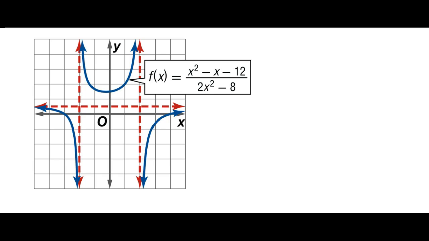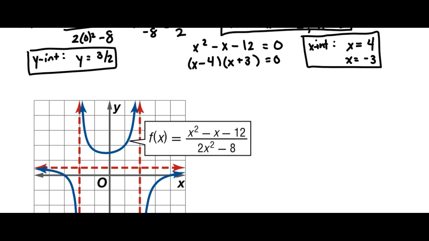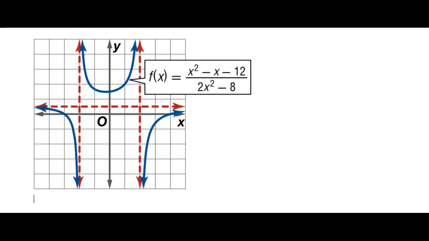And finally, we just need to graph it and state its domain. So based on all of the information we found, the graph should look something like this. Notice that we did predict it to have x-intercepts at 4 and negative 3, and you can see that this one crosses at 4 and this one appears to cross at negative 3. And we also said a y-intercept of 3/2, which looks spot on.